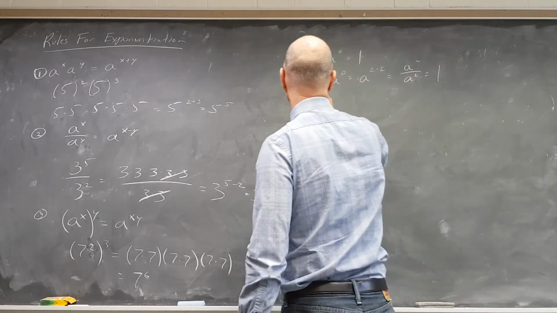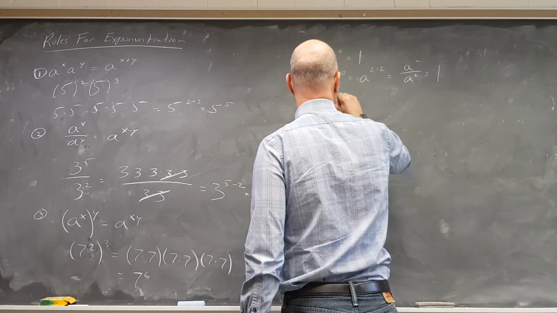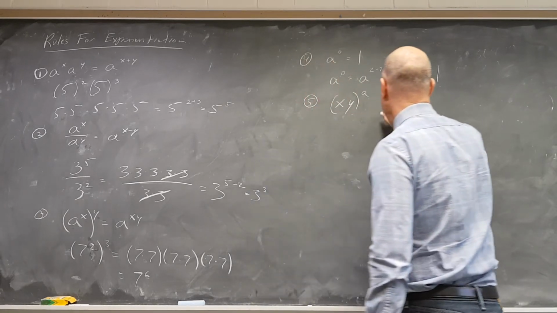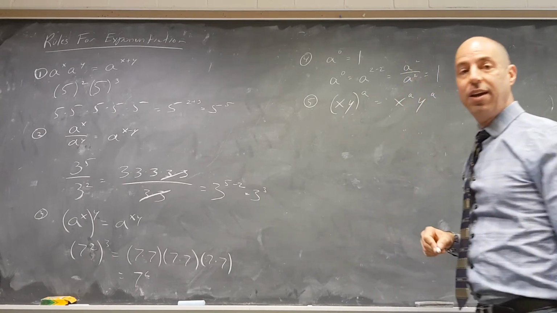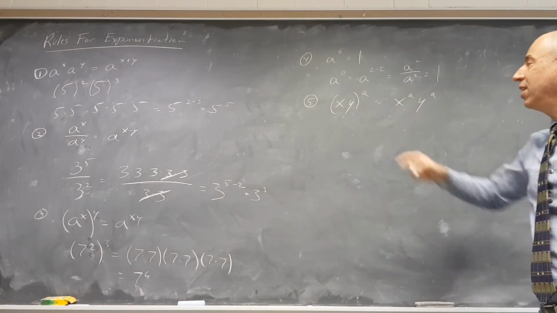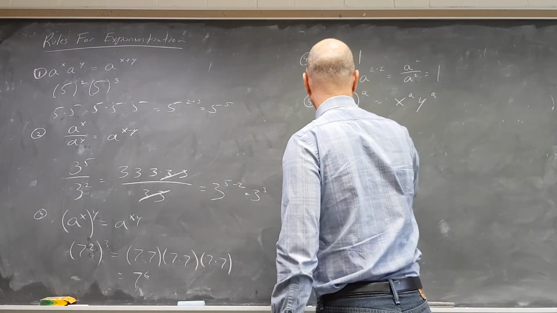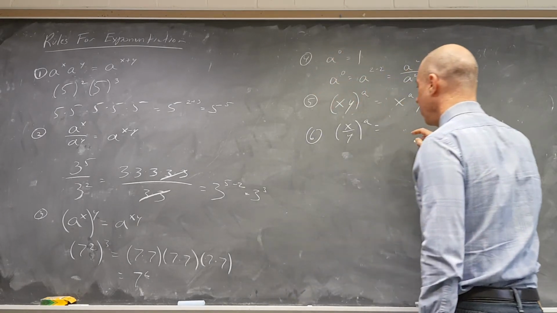And if I have something like x times y to the power a, this is just x to the a times y to the a. We know exponentiation distributes over multiplication. It also distributes over division.